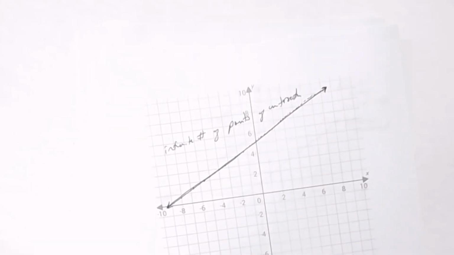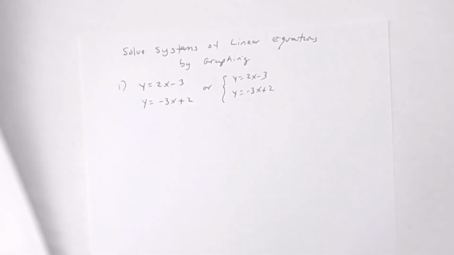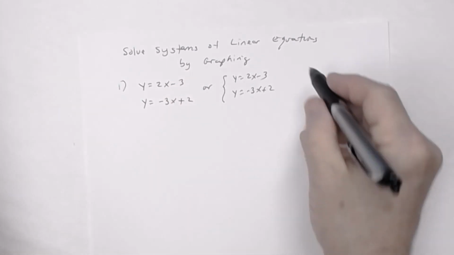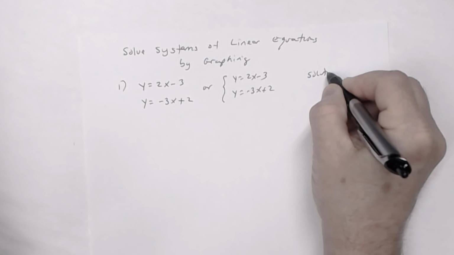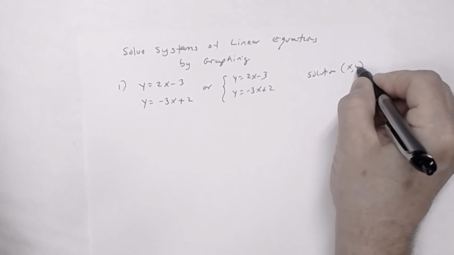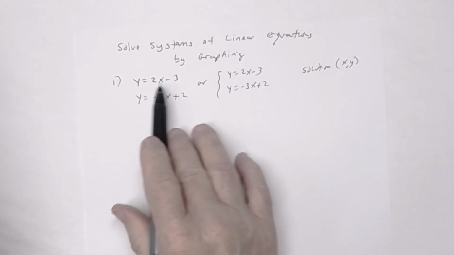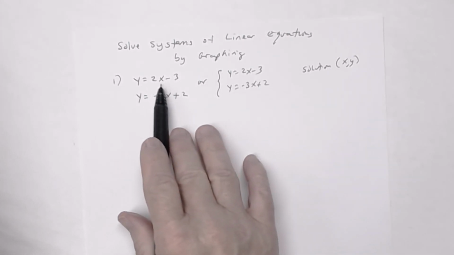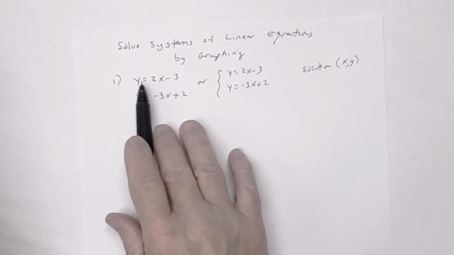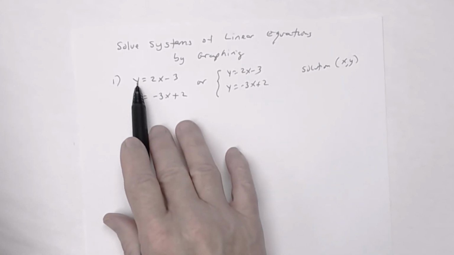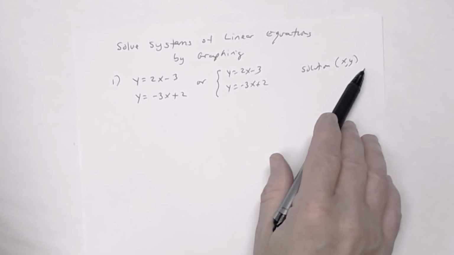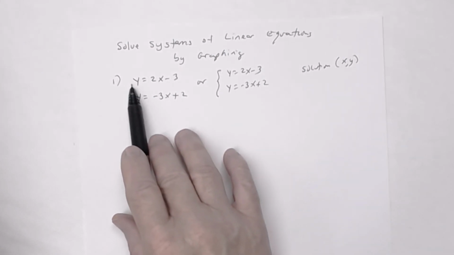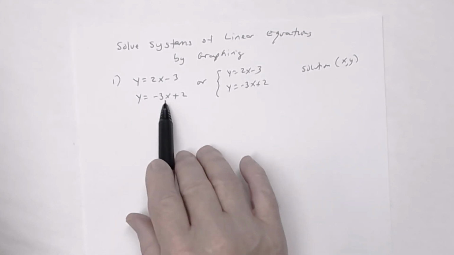All right, and it turns out that when we solve a system by graphing, we're trying to find the solution. The solution is going to be an ordered pair because you see an x and a y. You're trying to find the point that satisfies both of those equations at the same time. So whatever x and y is, when you substitute it back into both equations, the left side will equal the right side.